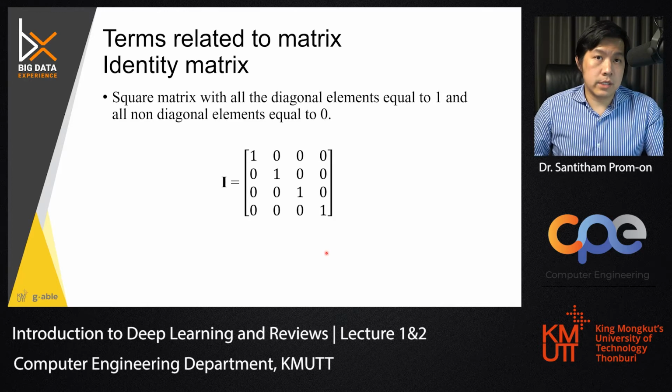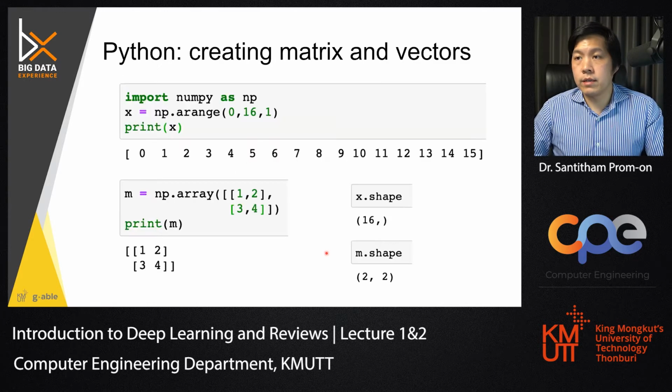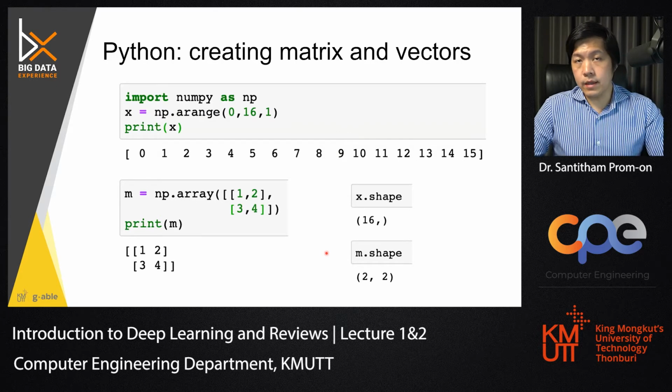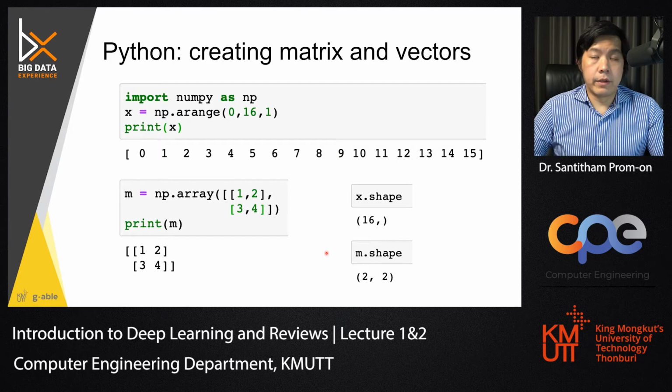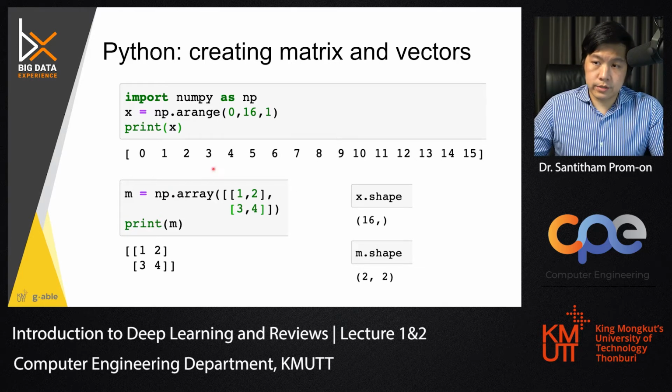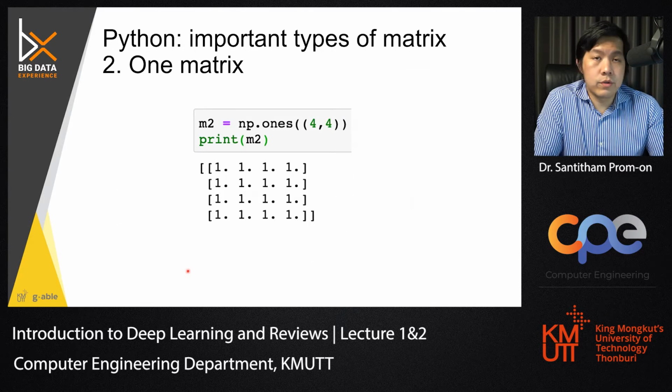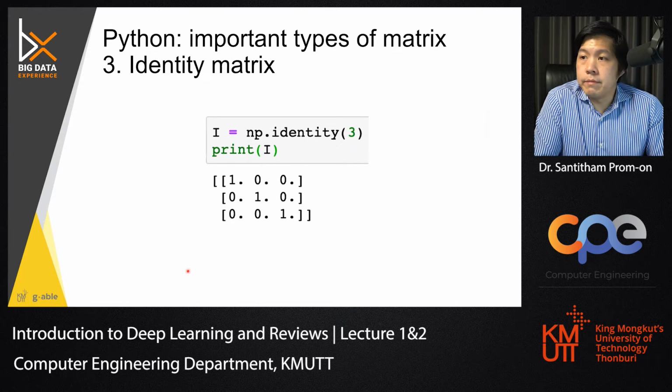You can create matrices in Python and play with them, using NumPy, for example arange. You can create a vector with the number of dimensions that you want to generate. If you create a two-dimensional matrix, you can use np.array to create it from a list. There are also special functions in NumPy like zeros to create a zero matrix, ones to create a matrix of ones, and np.identity to create an identity matrix.